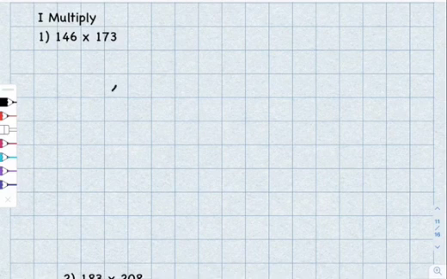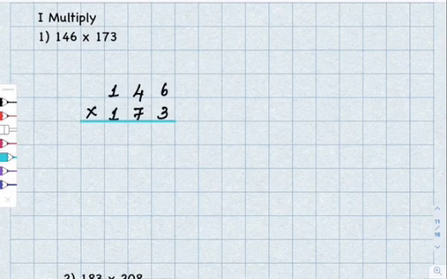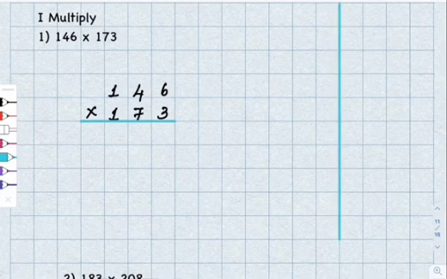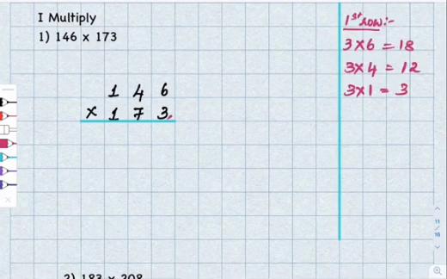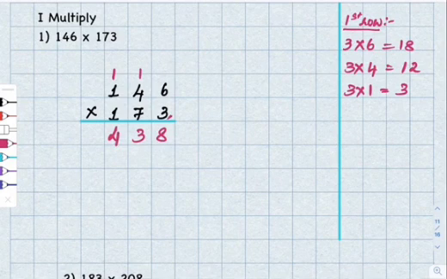So we'll first write down the numbers. Now as I have told you, children, if you want to have the calculations written, you can write at the side. Okay, we'll start with the first row. First row will be considering only 3. 3 6s are 18, 8 at the bottom, 1 on top. 3 4s are 12, plus 1 is 13. 3 goes down and 1 is carried. 3 ones are 3 plus 1 is 4. 438 goes for the first row.